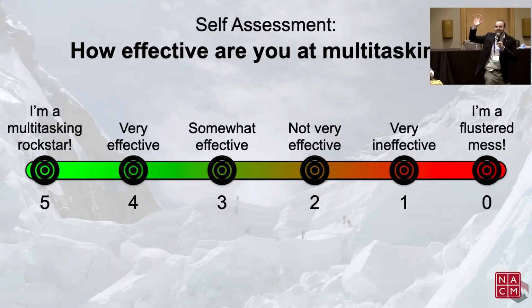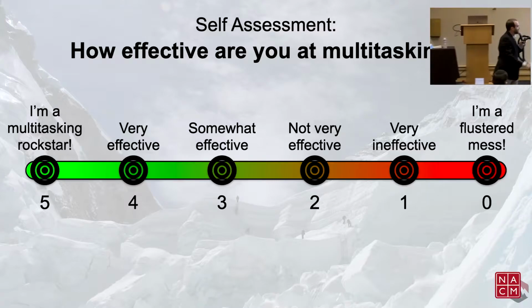Okay, I think I already touched on roles and responsibilities and how that really applies to an agile environment, which is what I would say we were in on the expedition. I think there was a little thing I wanted to do here on multitasking. Since we're talking about roles and responsibilities, how effective are you at multitasking? Maybe we'll do a little poll here. You can hold up the number of fingers that corresponds with your vote. Are you number 5, I'm a multitasking rock star; number 4, very effective; 3, somewhat effective; 2, not very effective; 1, very ineffective; or 0, I'm a flustered mess?